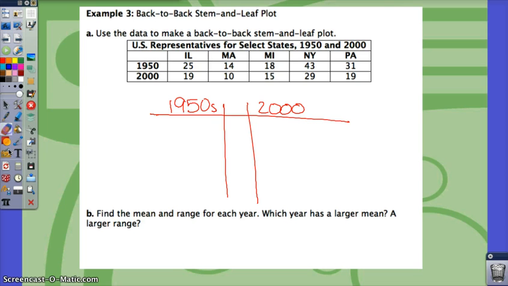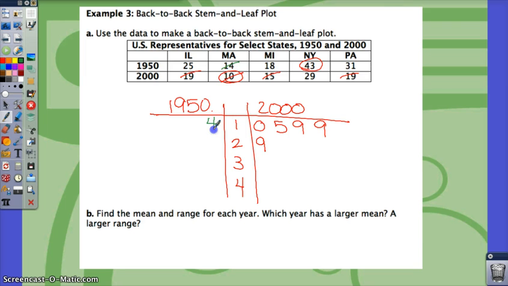And then look at all the low and high values to determine your stem. So the lowest value I see up here is 10, and the highest value I see up here is 43. That means I need to have my stem going from 1, 2, 3, 4. You should be comfortable doing the 2000, okay? So fill them in. We have 10, then we have 15, then we have 19 and 19, and then we have 29. Now on the other side, go from the stem, 14 and then 18.